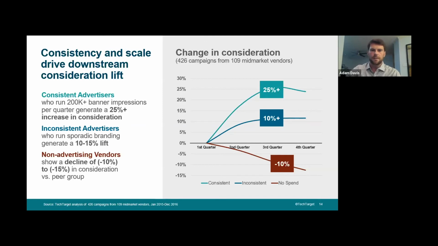So, consistency and scale, there's no question that's what matters to be driving downstream consideration with brand advertising. You just don't want to be in a scenario where you're losing ground. You want to build the foundation, and then over time, you're going to consistently build up that brand trust. You're going to engage buyers over and over again. And ultimately, that's really going to put you in a good spot when it's decision time for them.